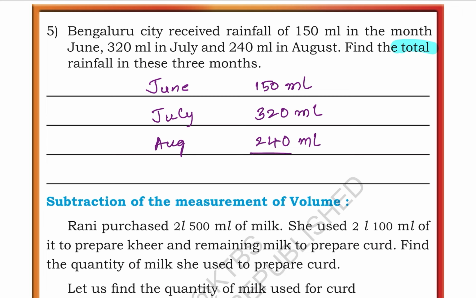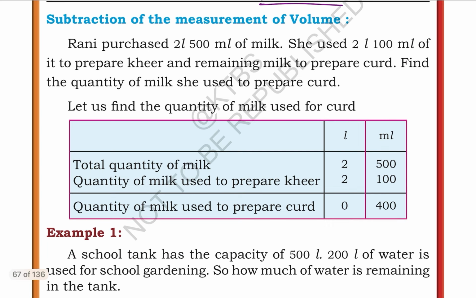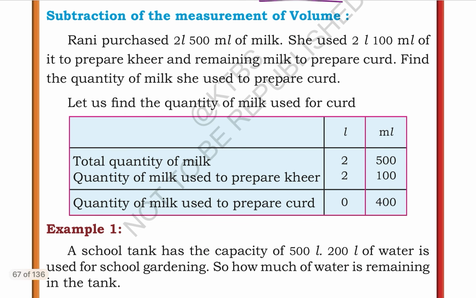Then since total has come in the question, go on adding. 0 plus 0 is 0, 5 plus 2 is 7, 7 plus 4 is 11, 1 carry, 1 plus 1 is 2, 2 plus 3 is 5, 5 plus 2 is 7, 710 ml is the total rainfall in these 3 months. You have to write here total rainfall in these 3 months, 710 ml. Okay, this is the addition of volume we studied. Now, let us move on to the subtraction of measurement of volume.